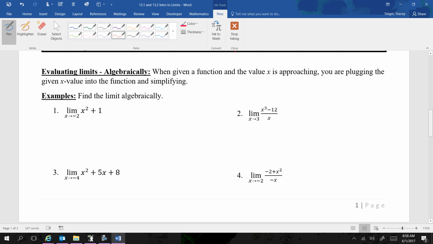If you are able to plug in and get your answer, you're good to go. If you're not able to plug in and you get 0 on the bottom, like number 2 that we just talked about, then you're in trouble. But if you're able to plug in and get an answer, you're done.